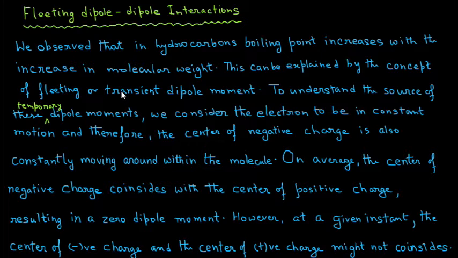To understand the source of these temporary dipole moments, we consider the electron to be in constant motion, and therefore the center of negative charge is also constantly moving around the molecule. On average, the center of the negative charge coincides with the center of the positive charge, resulting in a zero dipole moment.